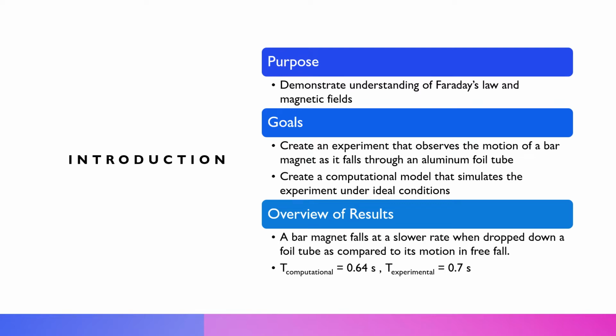And then a basic overview of results: we found that a bar magnet falls at a slower rate when dropped down a foil tube as compared to its motion in free fall. The time of falling in our computational model was determined to be about 0.64 seconds, and the time taken to fall in our experimental model was about 0.7 seconds.